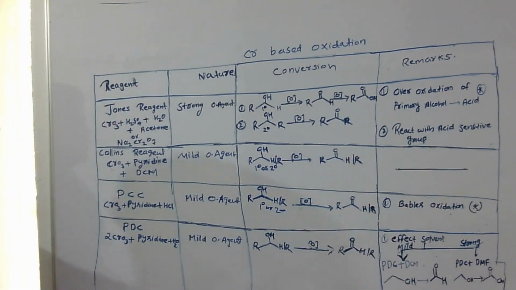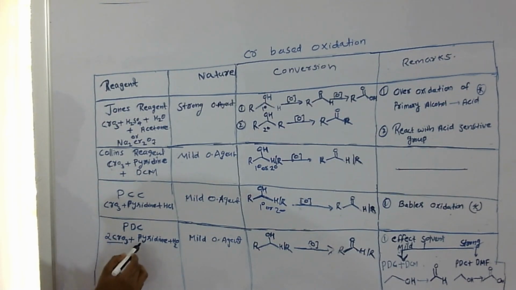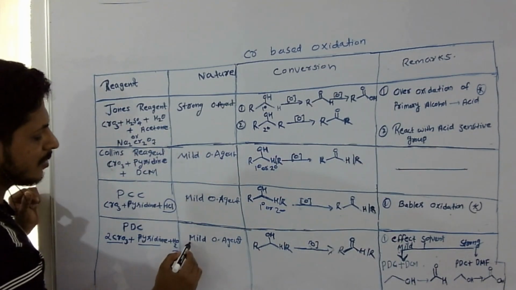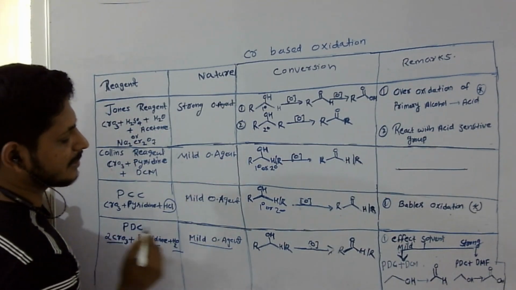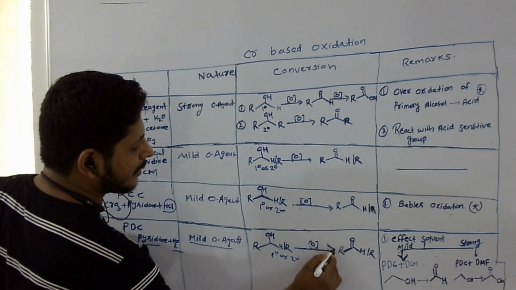Finally, one more reagent in which chromium metal is used, that is PDC, pyridinium dichromate. PCC is pyridinium chlorochromate. In PDC you have chromium oxide, you have pyridine and water. In PCC, instead of water, you have HCl. In PDC you have water. This is also a mild oxidizing agent. Again, it will convert primary or secondary alcohol into aldehyde or ketone.